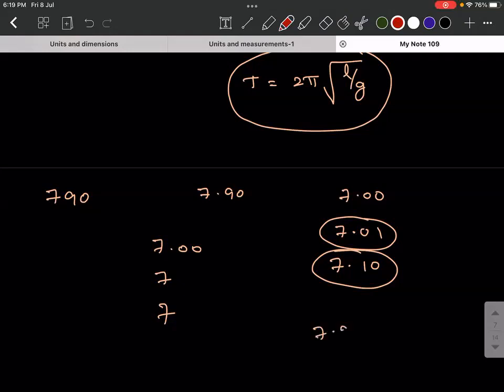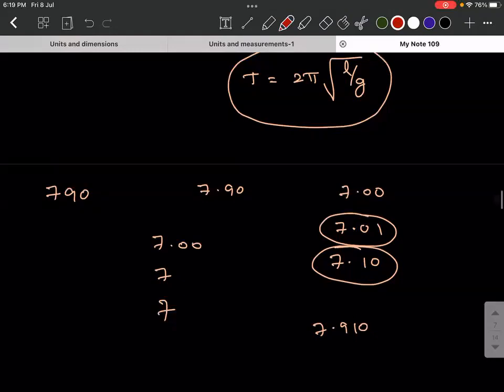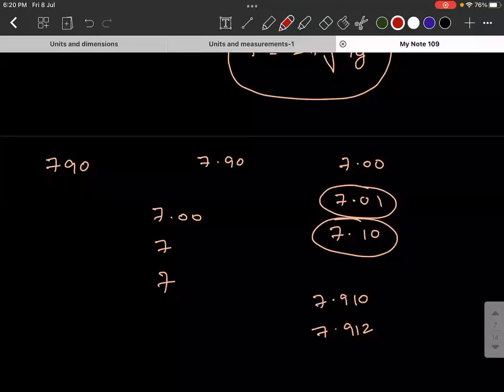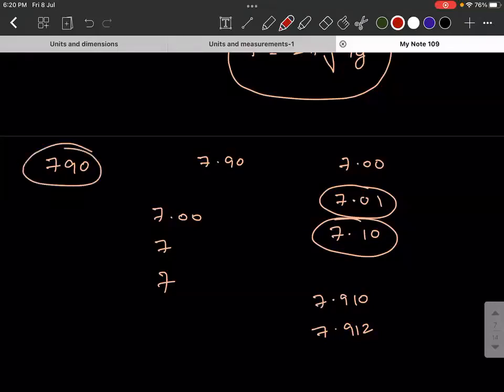For example, if I write 7.910, I'm trying to say that in my next reading, if I get a non-zero number at the end, I need to report it. Then this is more precise. That is why in the case of decimals, the zeros which occur at the end after a non-zero digit are important. Whereas in the case of a non-decimal number, they are not important.